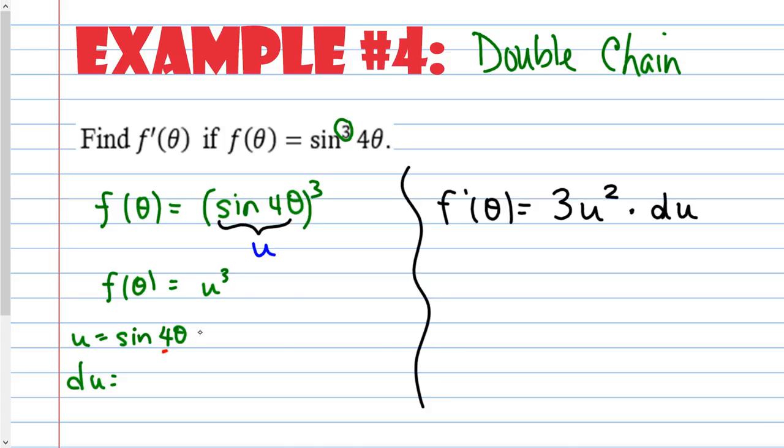So sine 4 theta, we're going to treat that now as sine of, just pick a letter, I'm going to pick W. So sine of W. So when I derive sine of W, in order to get du, it's cosine of W times dW, because this is another chain rule. So W, yeah, we have to go there. This is W, right? So W is 4 theta. Okay, what is dW?